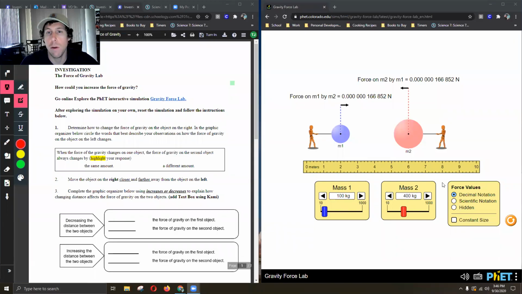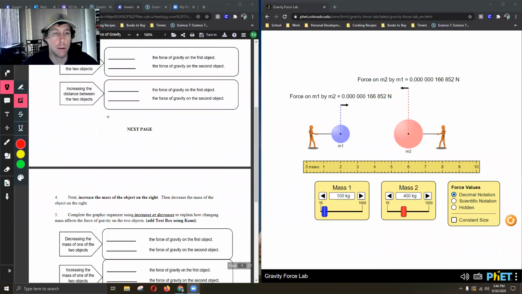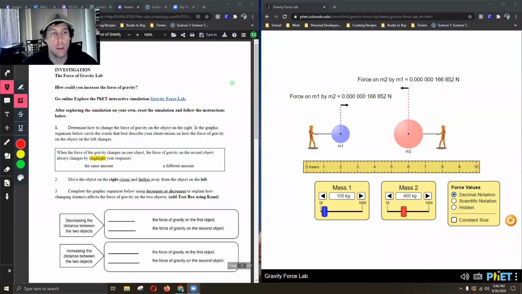Hi guys, so this is me making a video on how to do the investigation, the force of gravity. For this investigation, you should have opened the assignment in Kami. You should see the assignment, it looks like this. The first thing we're gonna do is read the question: how could you increase the force of gravity?